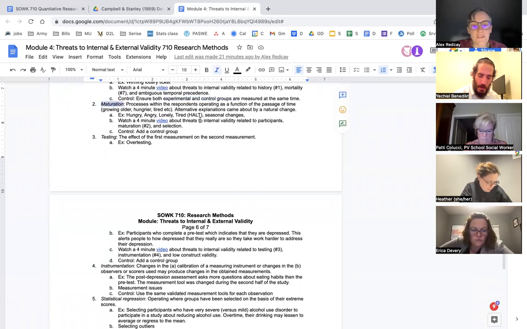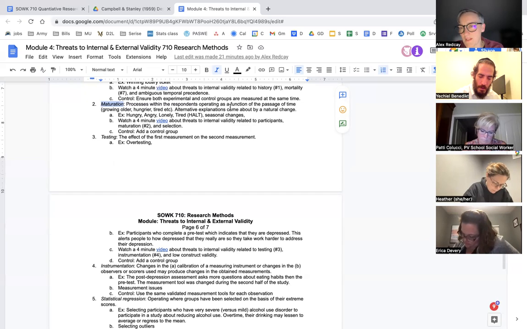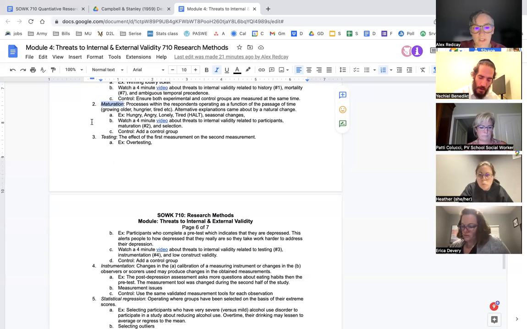Maturation. This is similar, but it means sort of a natural change in time. An example of this is maybe a seasonal change. You're depressed in winter, but you're less depressed in summer, right? And it's not because you had CBT the whole time, it's just the weather got better. So maturation, or people get older, or they're tired, right? So they score differently.